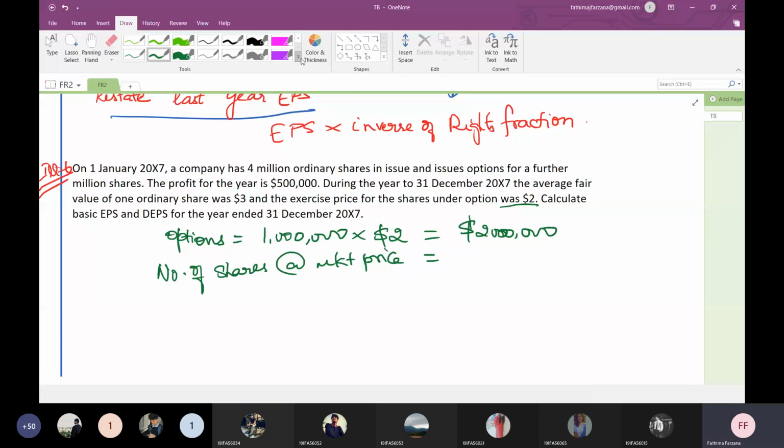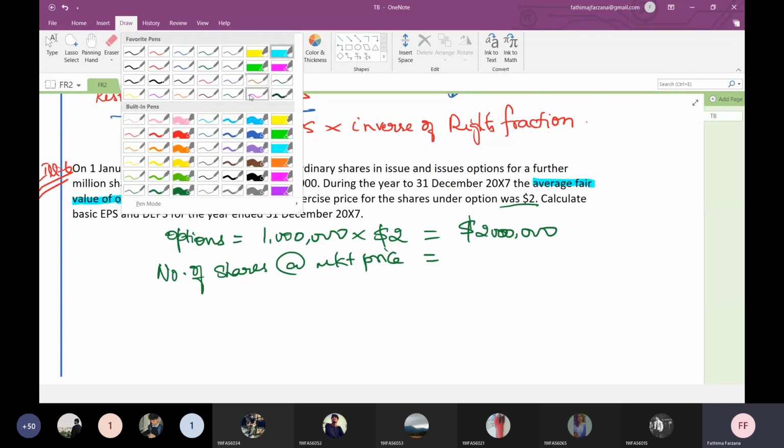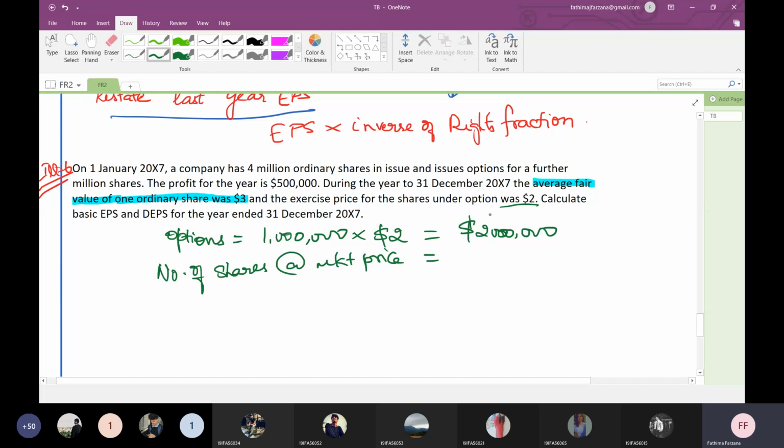Okay, how long will you be silent? Divided by 3. It is given here, right? One ordinary share was 3 million. This is given here very clearly. So that is the average fair value of one share. One ordinary share is $3. Now I have $2 million with me. So how many shares can I buy?